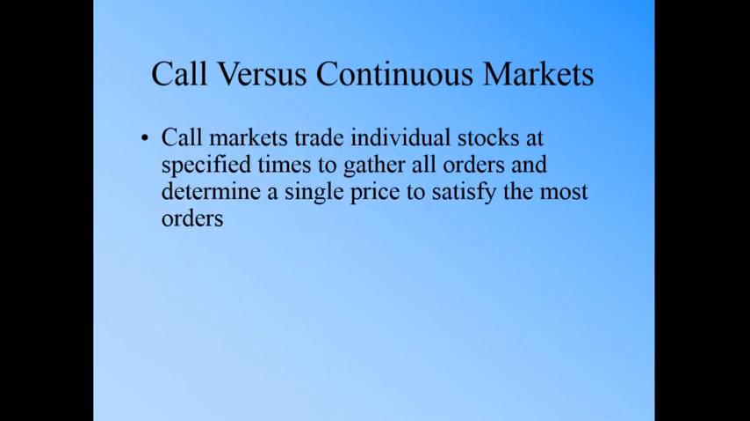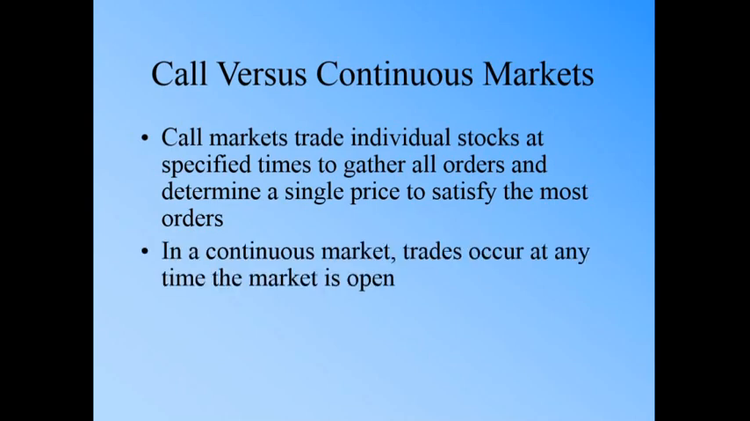Next is a call market versus a continuous market. A call market trades individual stocks at a specified time, when they gather all the orders and then determine a single price at which most of the orders can be satisfied. So the entire transaction will take place only at a particular point of time for a specific stock. On the other hand, a continuous market is one in which transactions can take place at any point of time when the market is open.